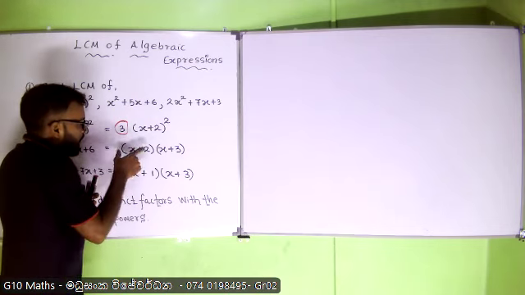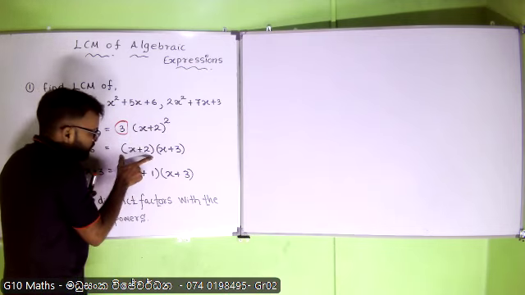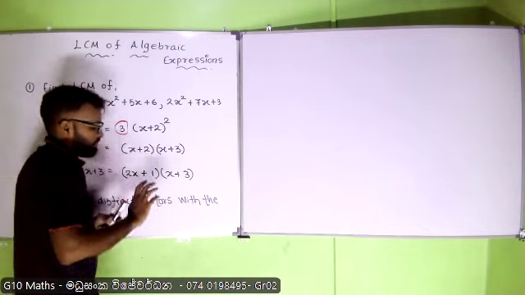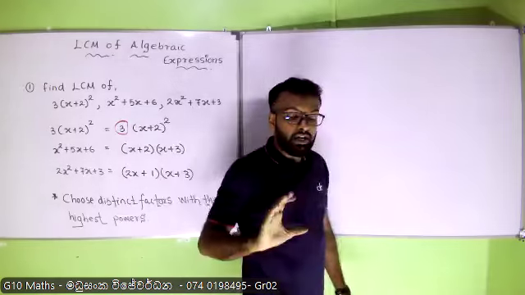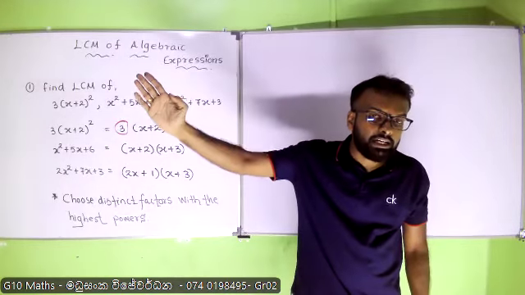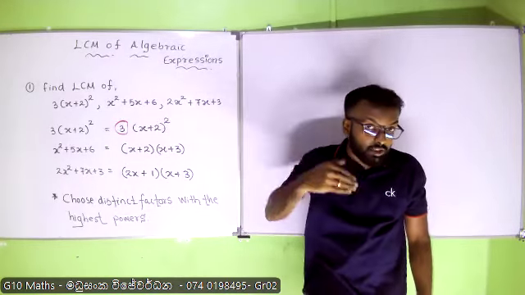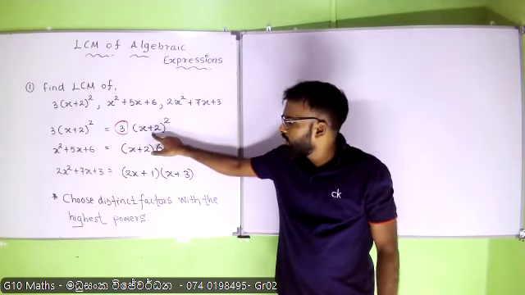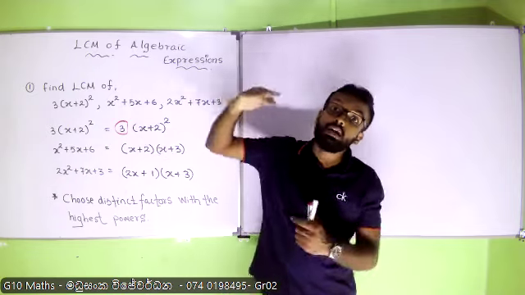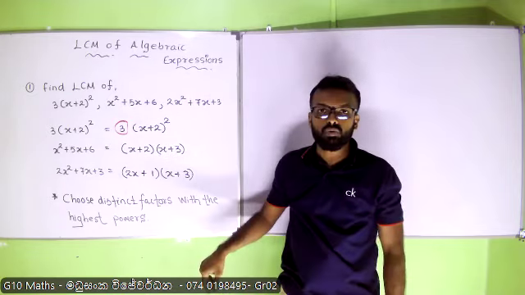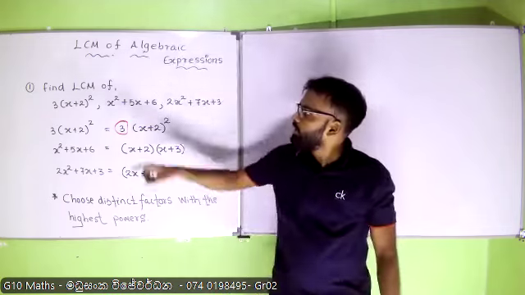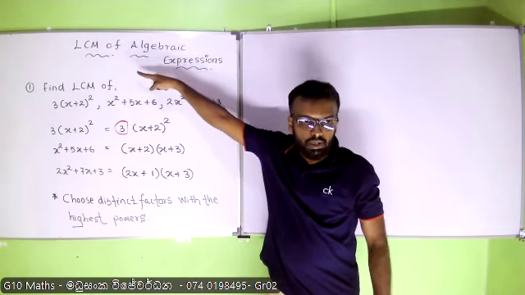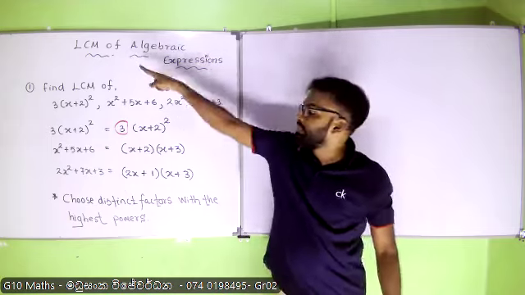And x plus 2 is here. Do we have x plus 2 in the others? There is another distinct factor, x plus 2. Here also we have x plus 2, and here also we have x plus 2. What is the highest power of x plus 2? That becomes the distinct factor for the LCM.